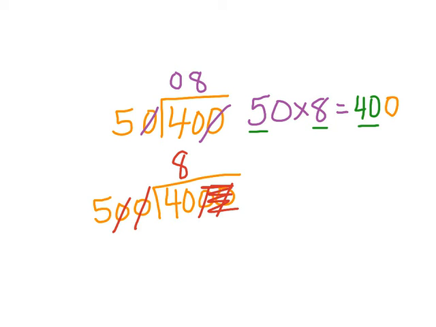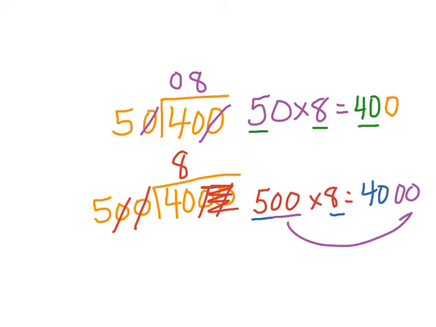And I can check by doing 500 times 8. And I know that 5 times 8 is 40. And then I had 2 zeros left over from right here. So I'm just going to move over there. And I get 4,000. So yep, I was right. So those are just some tricks to help you with dividing with zeros, just to make life a little bit simpler.